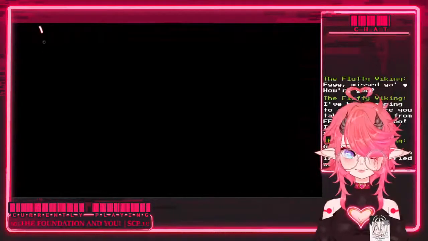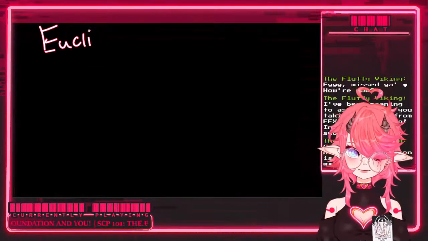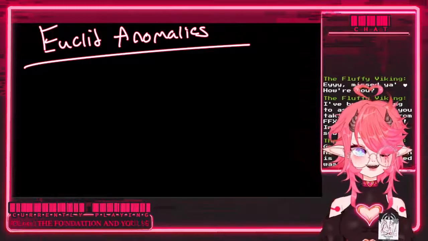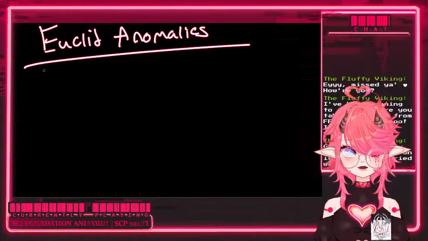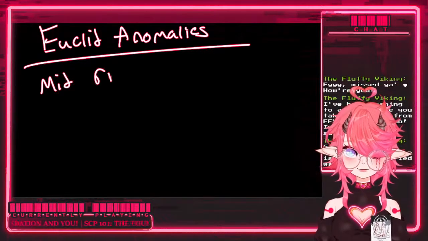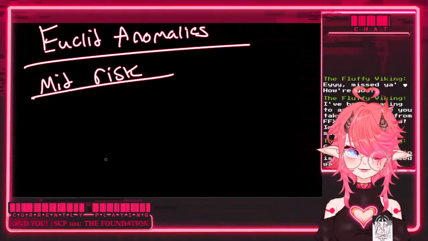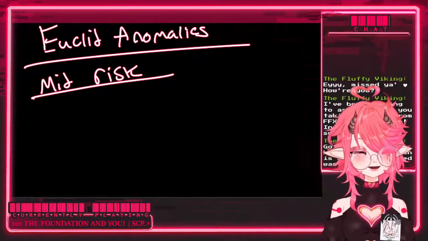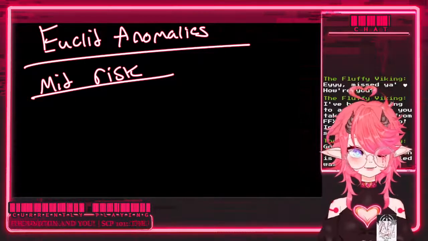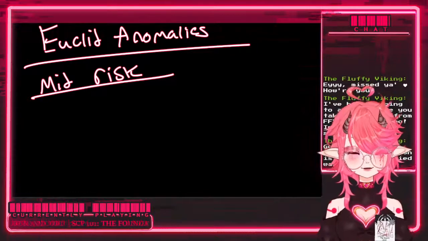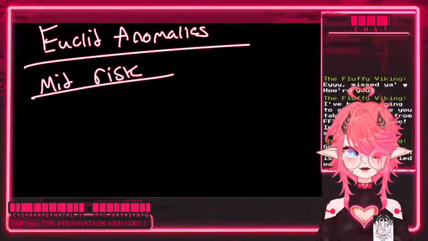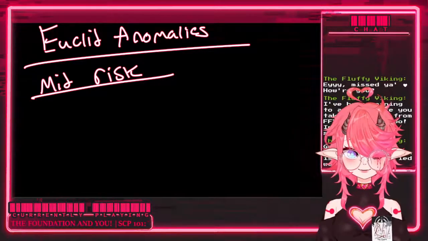And then we have Euclid. So Euclid anomalies are kind of a mid-ground. Mid-risk. Euclid anomalies tend to be a little bit more risky to be around. They tend to be a little bit more dangerous, and they have a higher chance than safe entities of breaking containment or being broken out of containment.